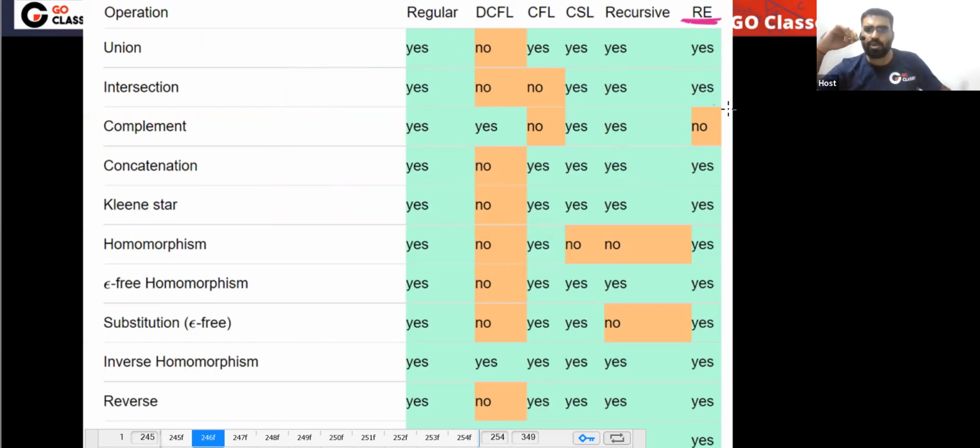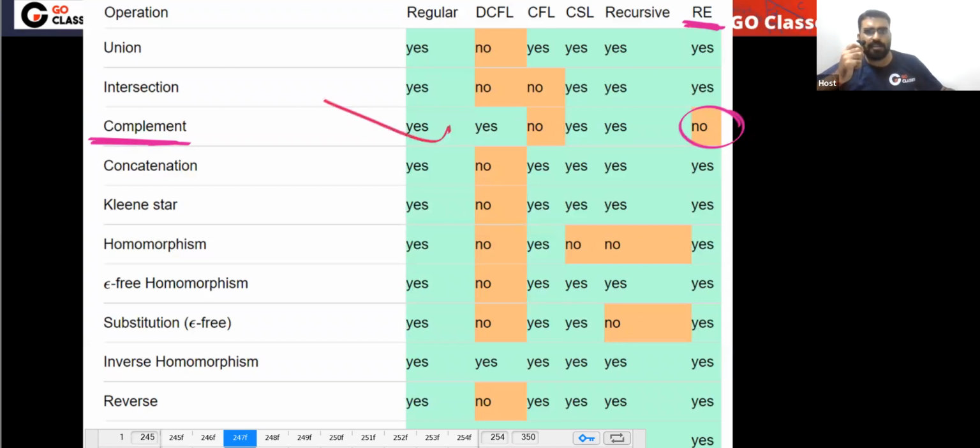RE languages are not closed under complementation. This is the only thing. If you notice, the RE languages are not closed under complementation. Also, context-free languages are not closed under complementation. We have already seen this proof. We have seen that the complement of a regular language is regular. This proof we have seen.